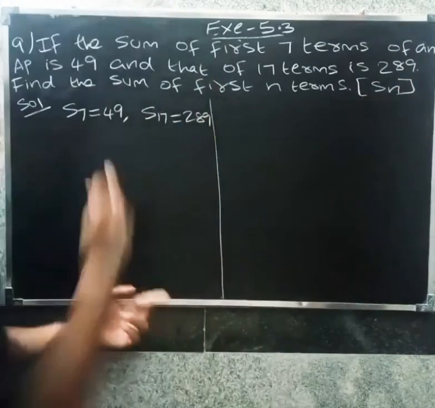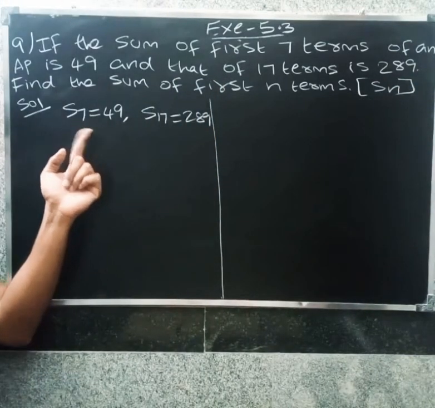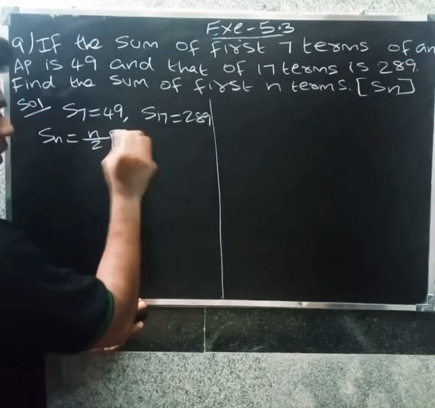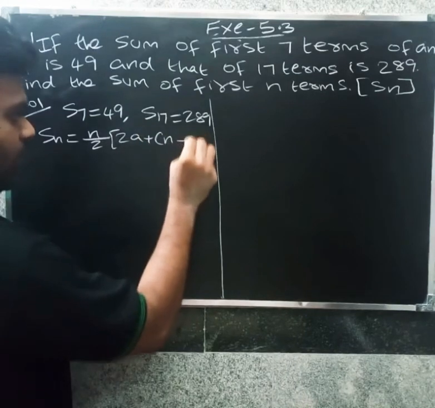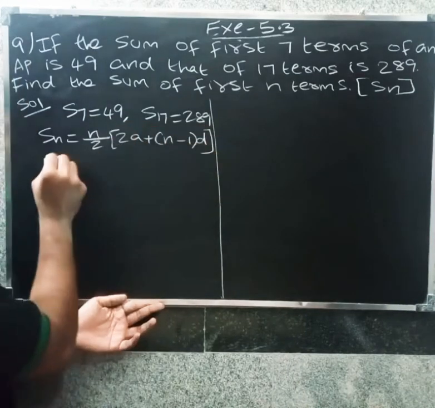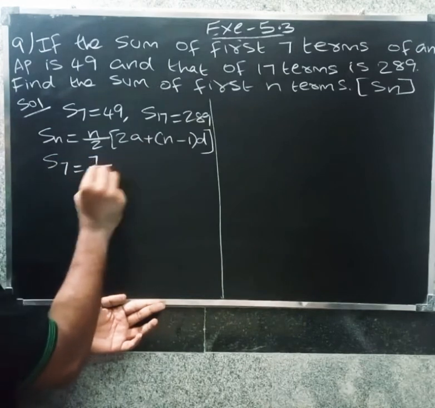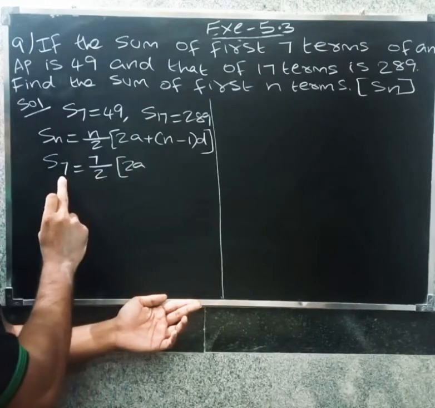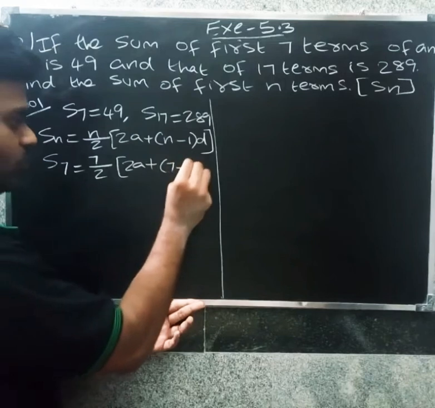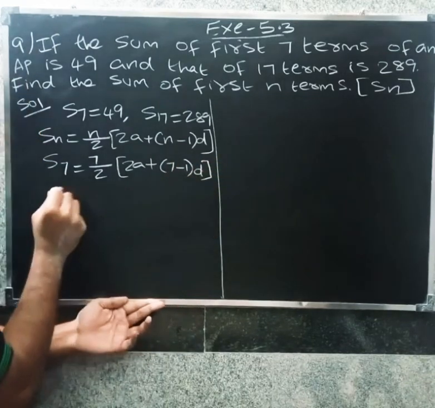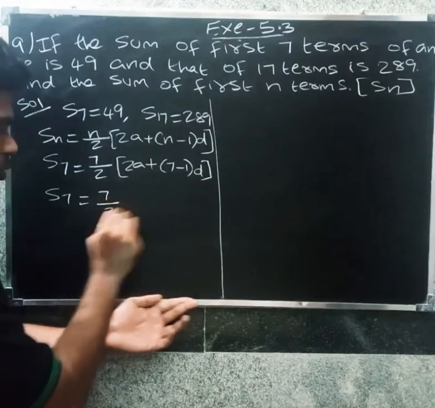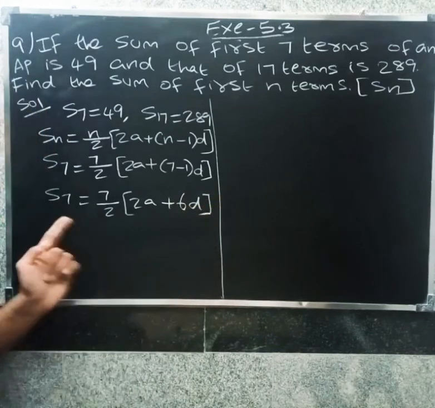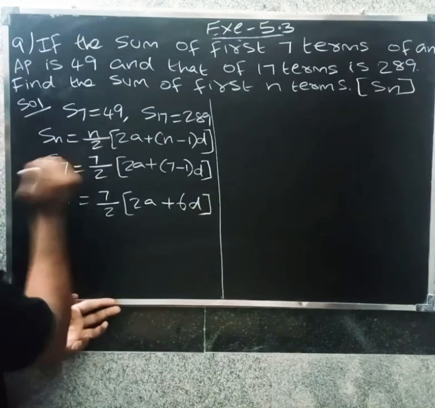Okay, so S7 equal to 49. Sn equal to n by 2 into 2a plus n minus 1 into d. So S7 equal to 7 by 2 into 2a plus, we know the n value, it is 7, so 7 minus 1 into d. Okay, so S7 equal to 7 by 2 into 2a plus 6d. The S7 value we know is 49.